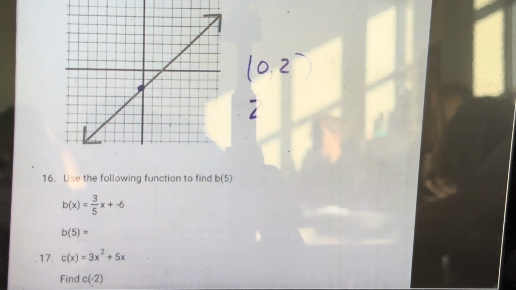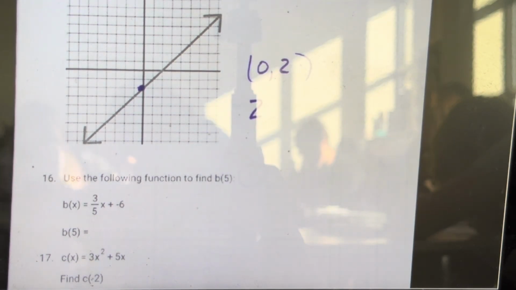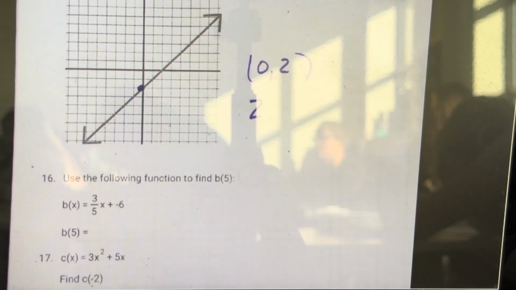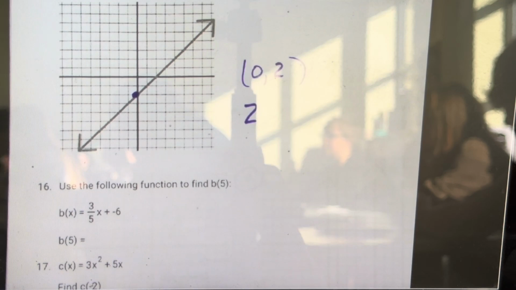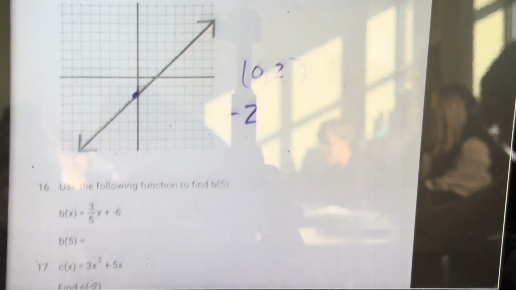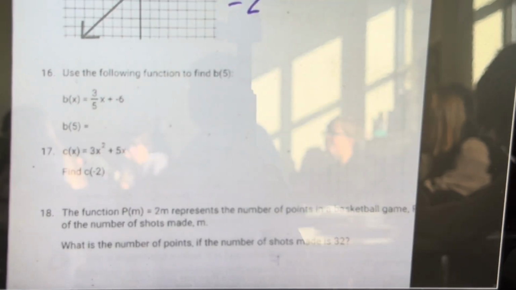Are there any letters on the answer? No, because you're substituting 0 in for x. It's just 2. You want it to be a negative? Yes, thank you. You are correct. Negative 2. 16. Find b of 5.